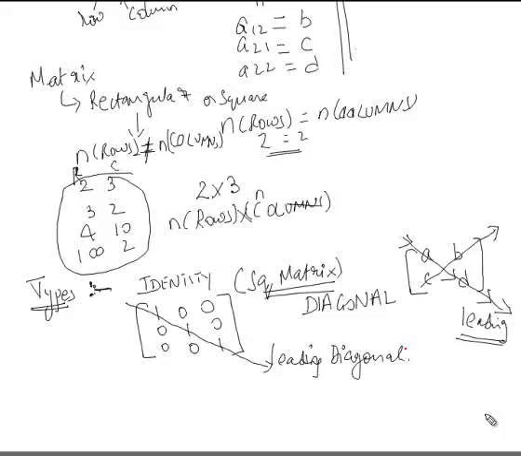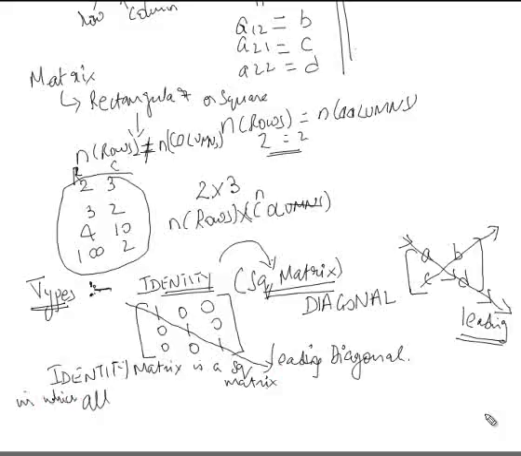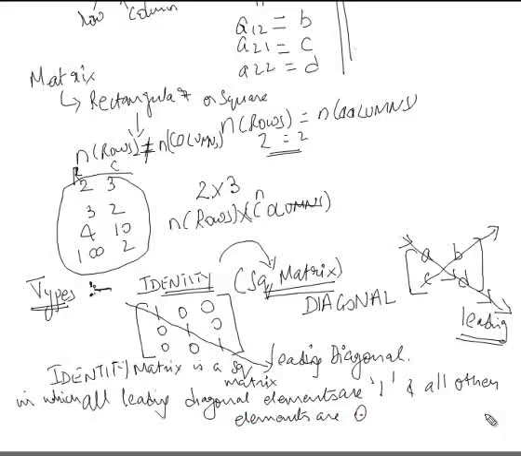So an identity matrix is a square matrix in which all leading diagonal elements are 1 and all other elements are zeros. This is very important.